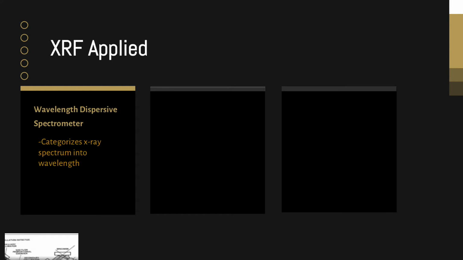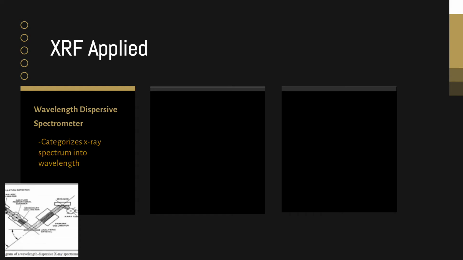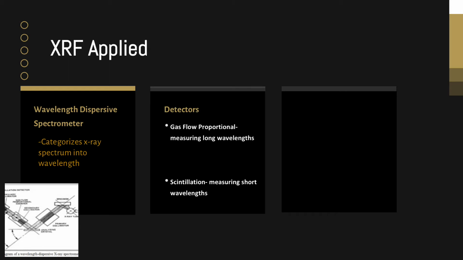In order to categorize the emitted X-ray spectrum into according wavelengths for each element present in a sample, a wavelength dispersive spectrometer can be used. To measure the intensity of the emitted beams, two types of detectors are commonly used: gas flow proportional and scintillation. Gas flow proportional is commonly used for measuring long wavelengths, and scintillation is commonly used for analyzing shorter wavelengths.